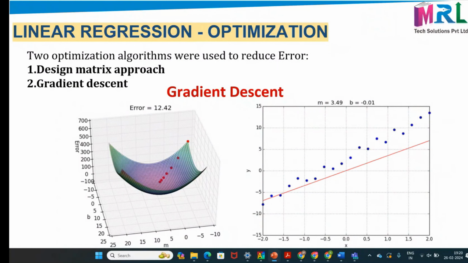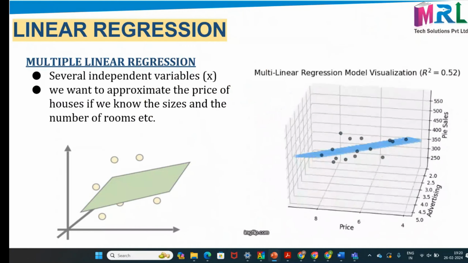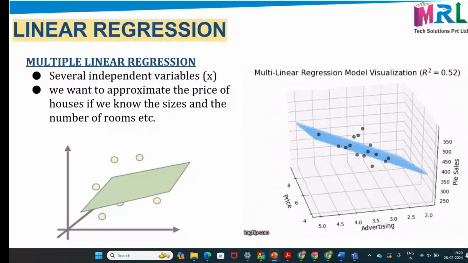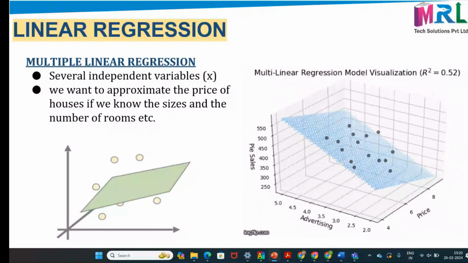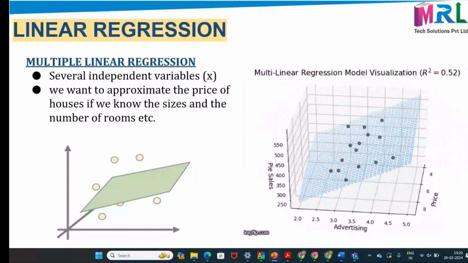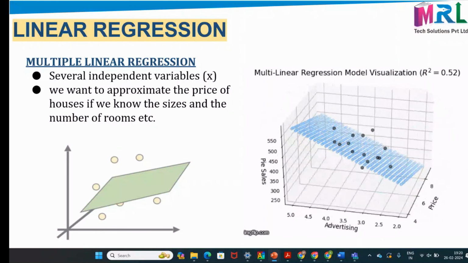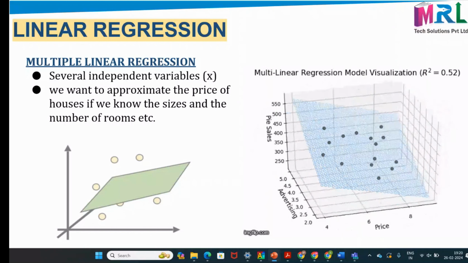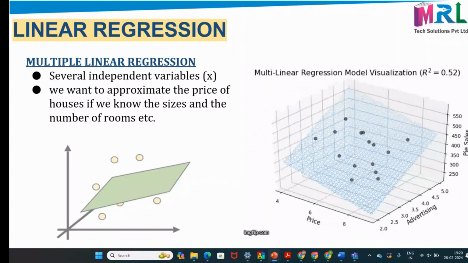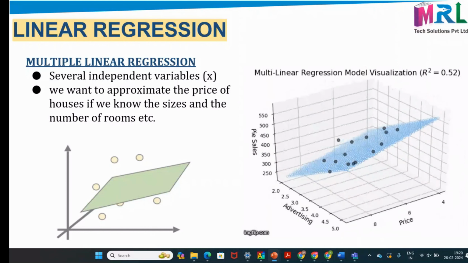For example, in multiple linear regression, I am going to calculate the price based on the size, place, and number of floors. There will be a different number of floors. Ground floor will have one price, first floor will have one price, and the 10th floor will have some other price. So based on the location of the floor, the price will also vary, isn't it?